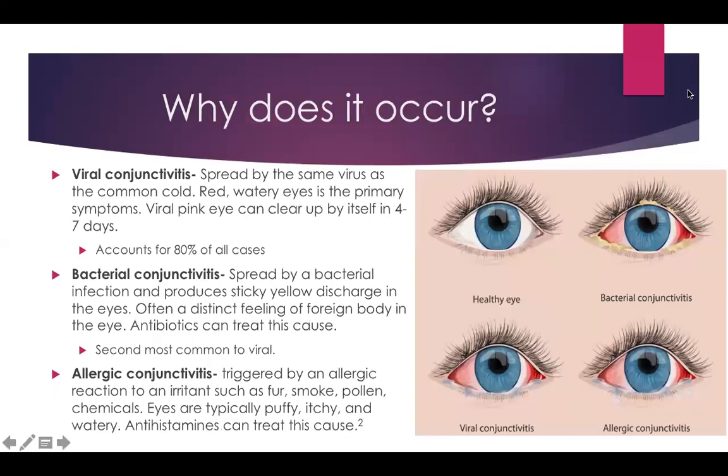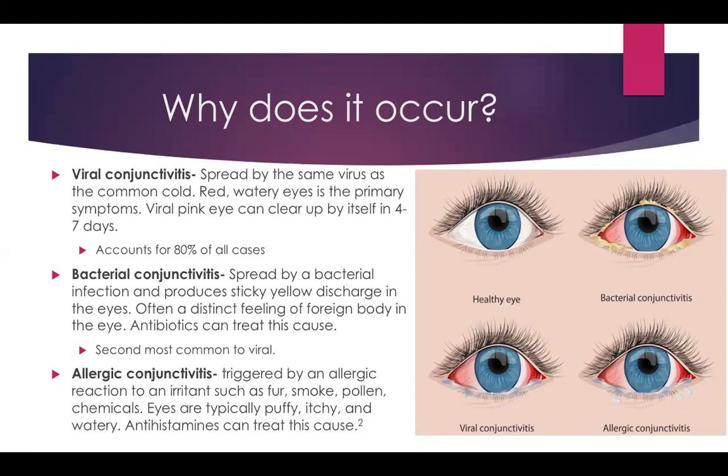So why does pink eye occur? Pink eye can manifest in several ways. I tried to choose a photo that was the least yucky to share with you today. So here I have a visual representation of each type of pink eye infection. Down at the bottom is viral conjunctivitis, or viral pink eye. This is the most common form of infection, accounting for about 80% of total cases. It's spread the same way as the virus of the common cold, and it can usually clear up on its own in about a week.